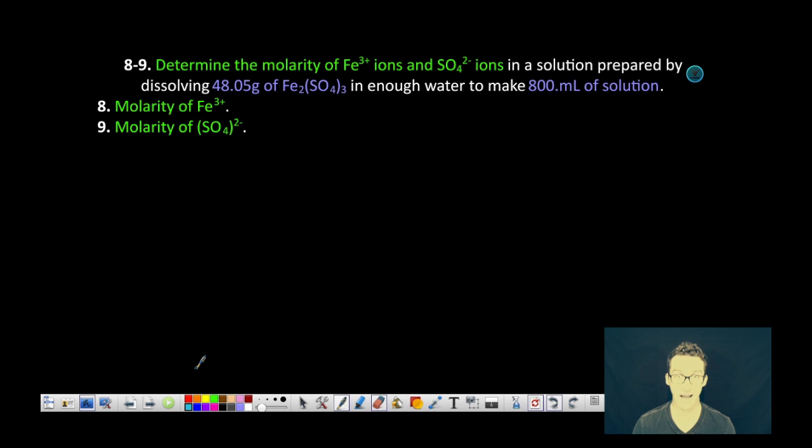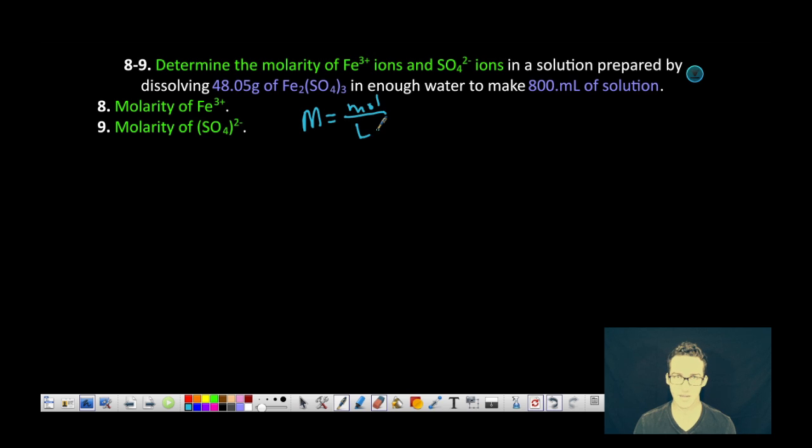Taking it up a notch. We need to, in this problem, answer two questions. First, it says determine the molarity of the iron 3 ions and sulfate ions in a solution prepared by dissolving 48.05 grams of iron 3 sulfate in enough water to make 800 milliliters of solution. Again, a problem that's going to require our knowledge of the formula for molarity, which I'm just going to slam up here for our reference. Molarity is equal to moles per liter of solution.